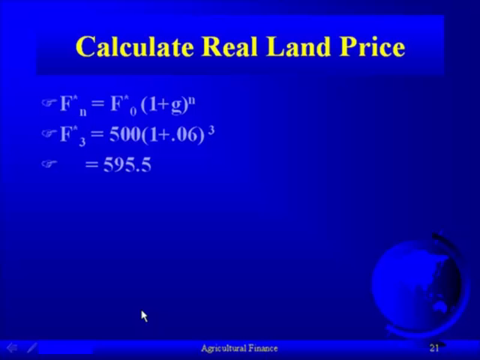$595.50. In terms of our apple example, if you can buy an apple per dollar, that means that he gave up 500 apples when he bought the land 3 years ago. When he sells the land in 3 years, he can take that money and buy 595 apples. There's been a real increase in his wealth per acre of 95 apples.